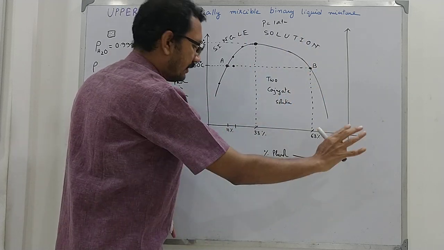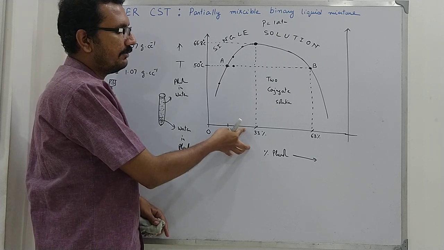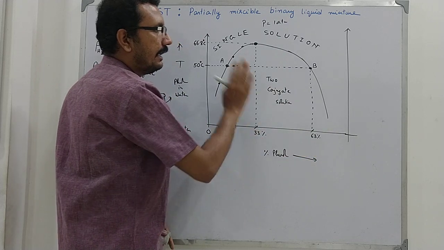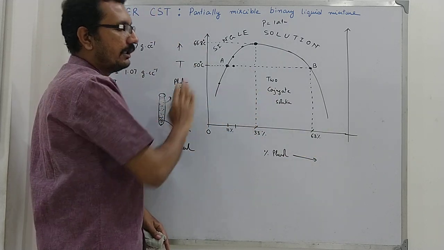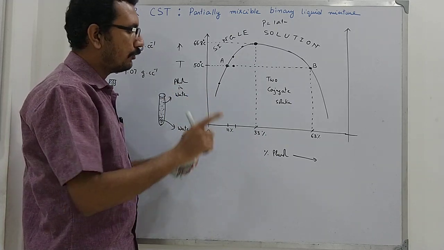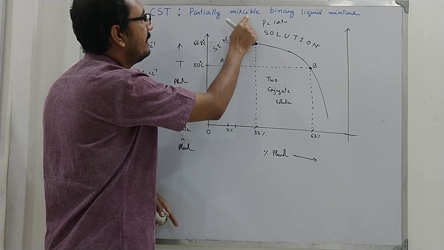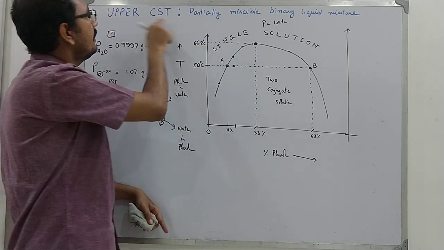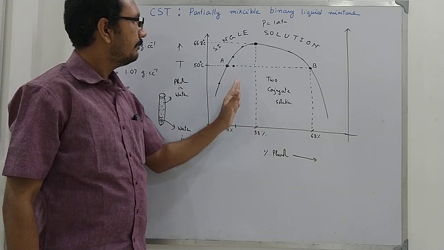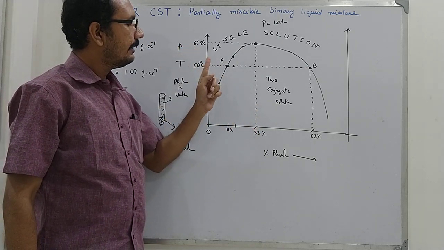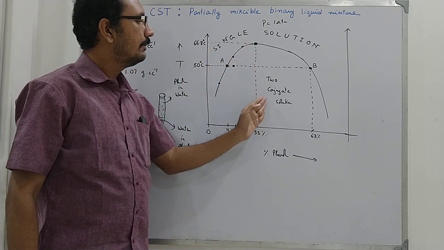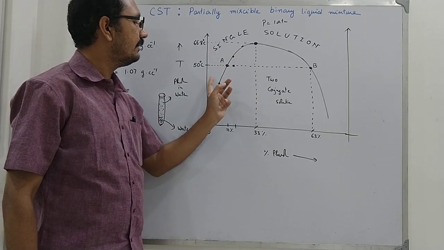So for all proportions, may it be 9%, may it be 13%, may it be 50%, may it be 80%, you will get single solution for all proportions. So water and phenol are completely miscible above the upper critical solution temperature. But below this temperature, it is partially miscible and will form two different layers, or it will form single solution.